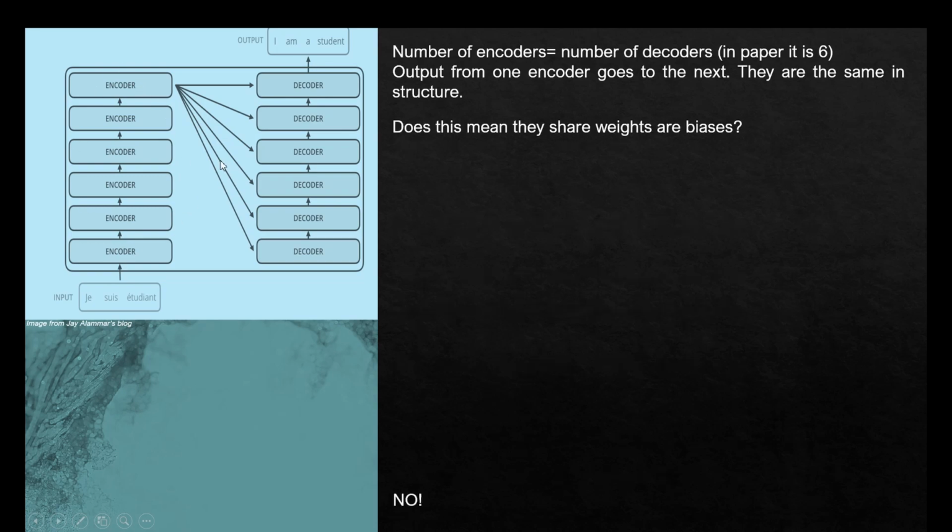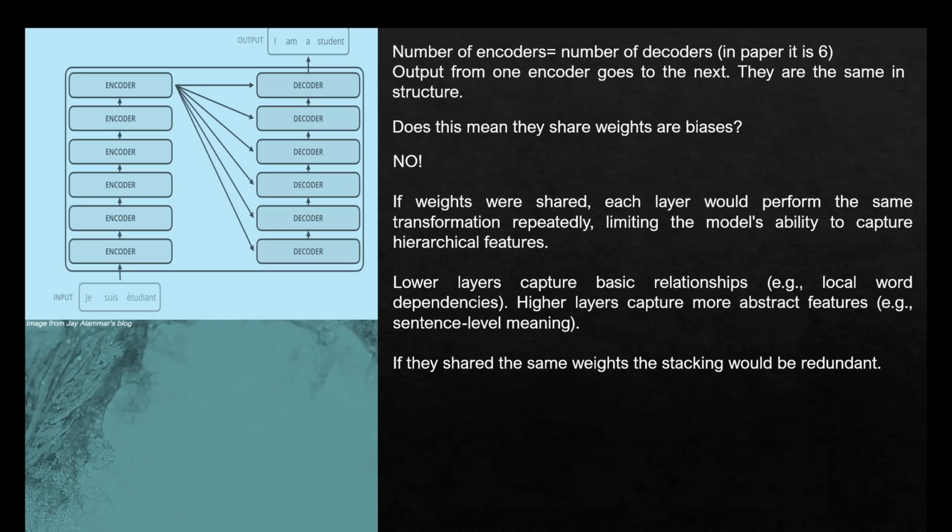Now, if the weights and biases were shared, they would limit the model's capacity to understand hierarchical features. What this basically means is that the first encoder captures the lower-level relationships between different tokens, and the higher levels capture more abstract features like sentence-level meaning. So if the weights and biases were the same, the stacking would be redundant. So no, they are not the same.